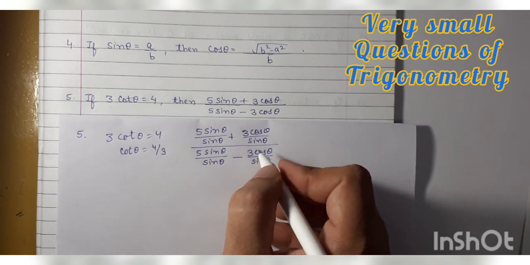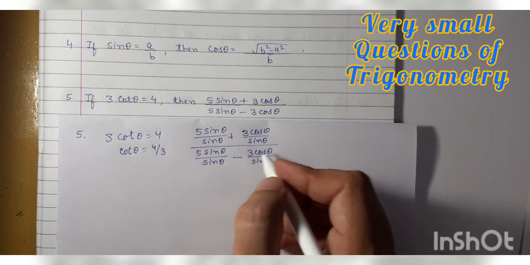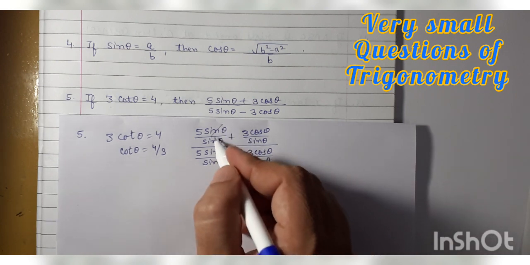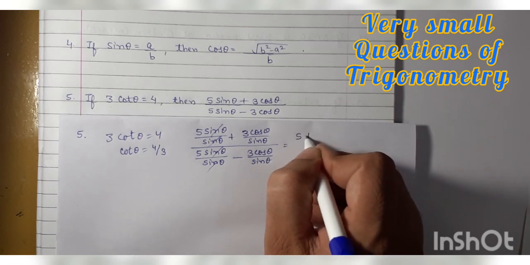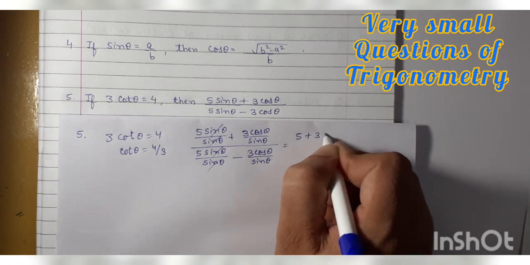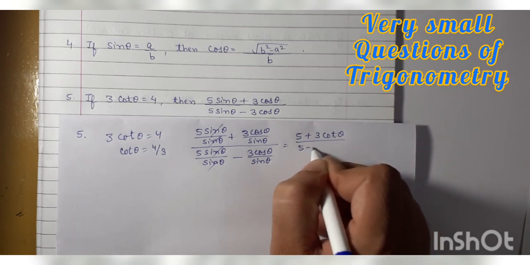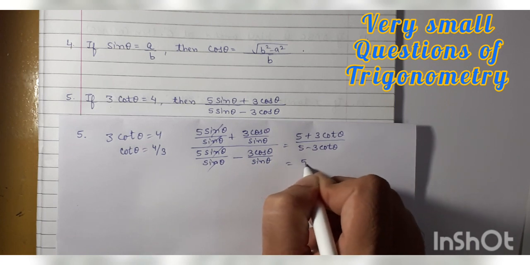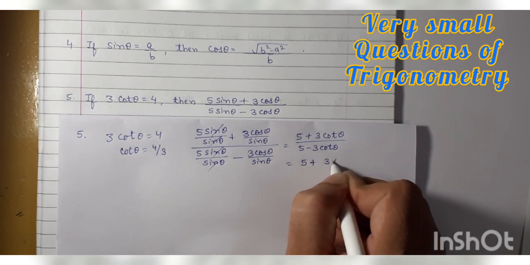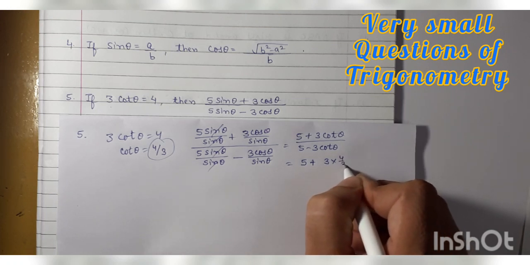I have another method by the method of this right triangle, but this is the easiest one. Sine to sine cut. This is 5 plus 3 cot theta and 5 minus 3 cot theta. 5 plus 3, what is cot theta? 4 upon 3. I am putting 4 upon 3 here.